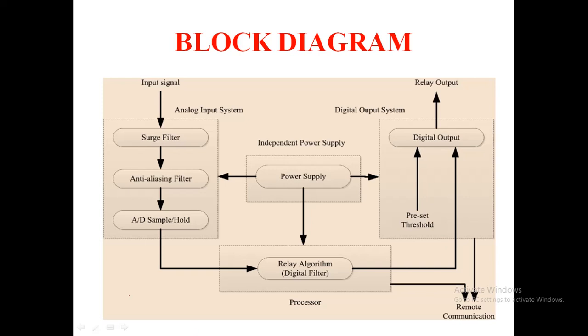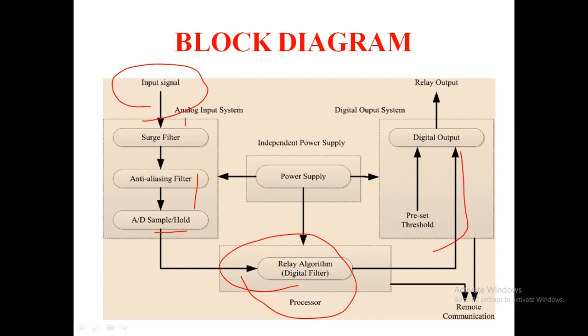As we said, it is based on electronics and electrical. This is my input signal, which passes through surge filters and different filters, anti-aliasing, analog to digital, sample and hold, and the algorithm processor is here. Then it goes to the digital output, which checks the preset threshold value, and here is our relay output. This is my supply given to both the analog input system as well as the digital output system.